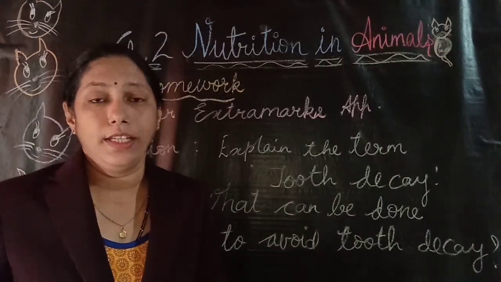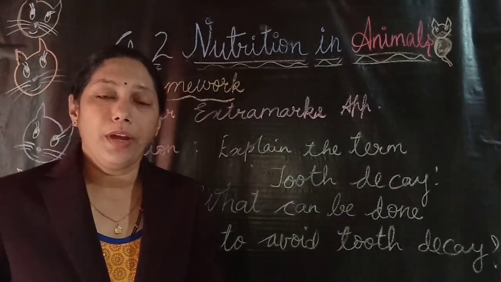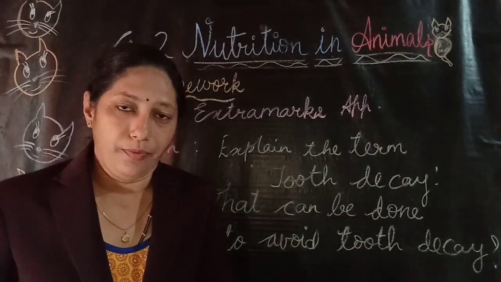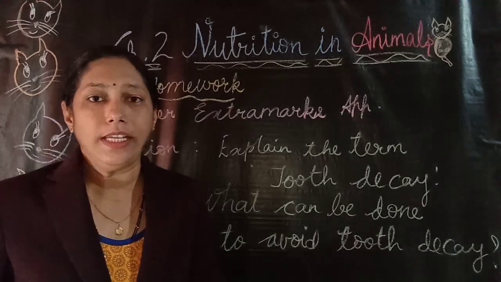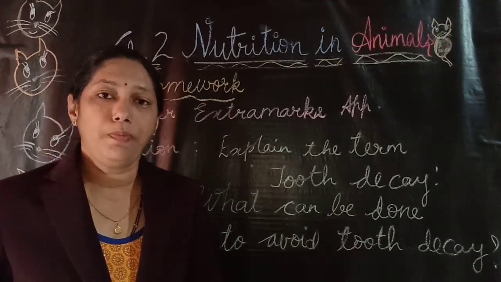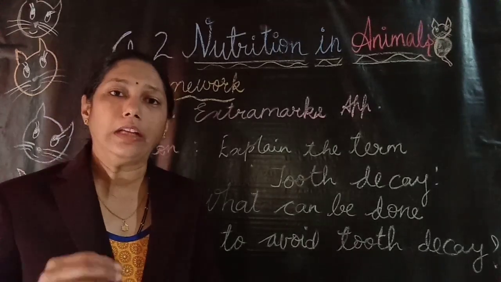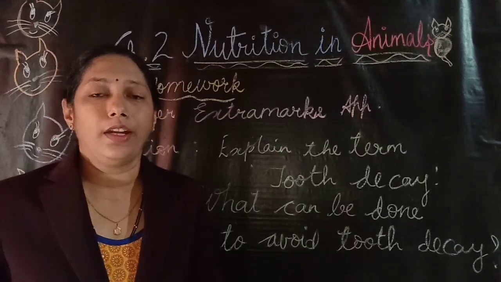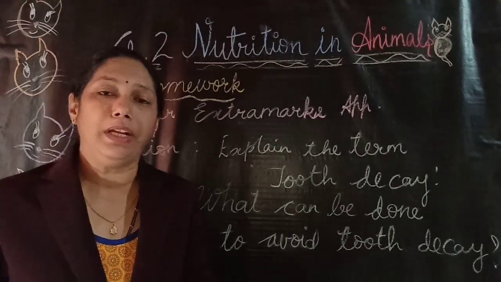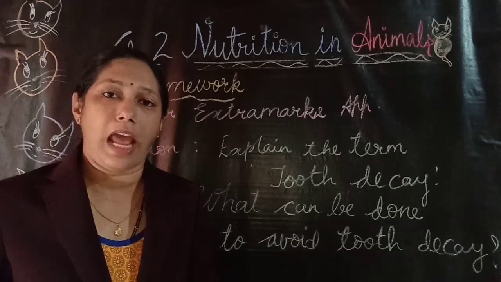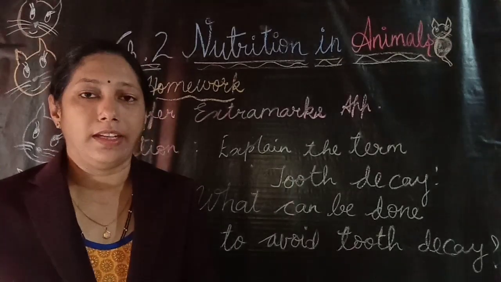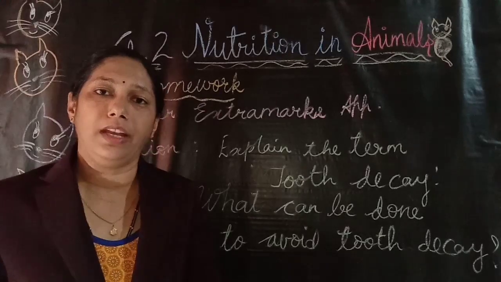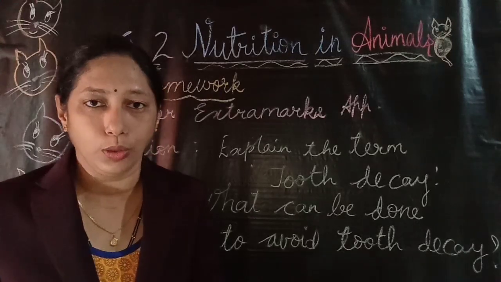To avoid this, we have to brush our teeth twice a day. We can use a dental floss. Dental floss is a strong thread which is specially made for cleaning the teeth. You can use this dental floss between the two teeth to remove the trapped food items. So if the food items won't be there, the bacteria will not act upon it and they will not cause any damage to your tooth.